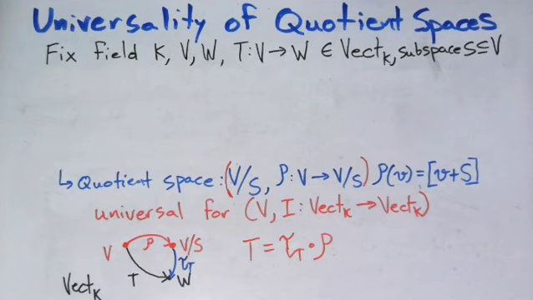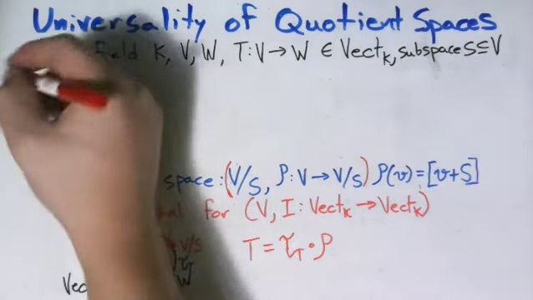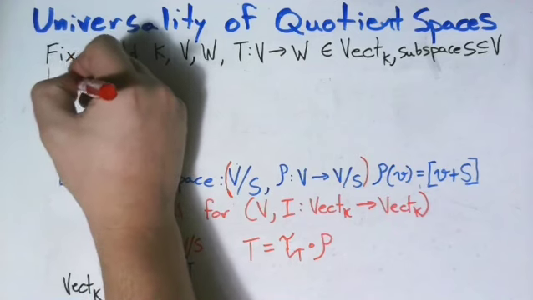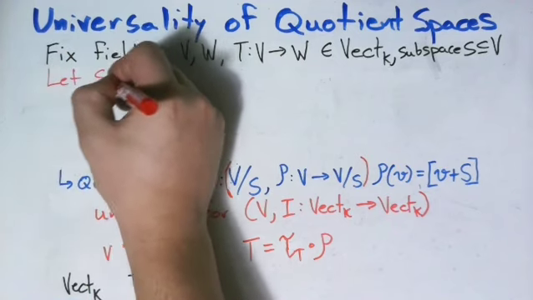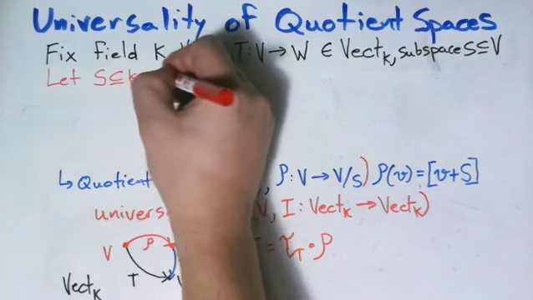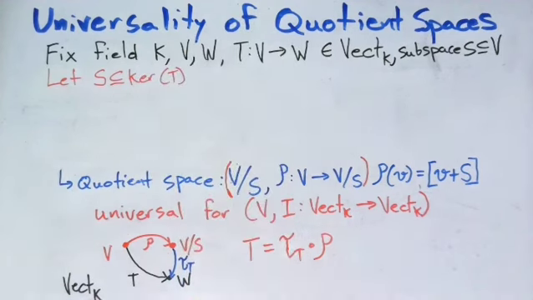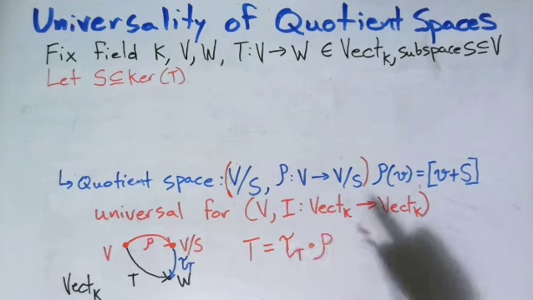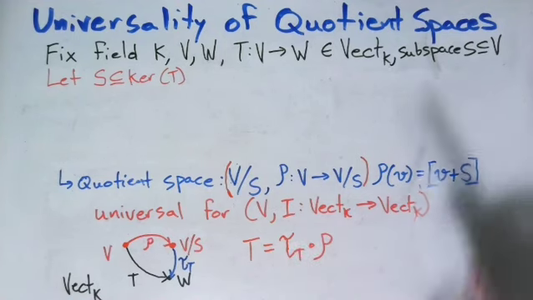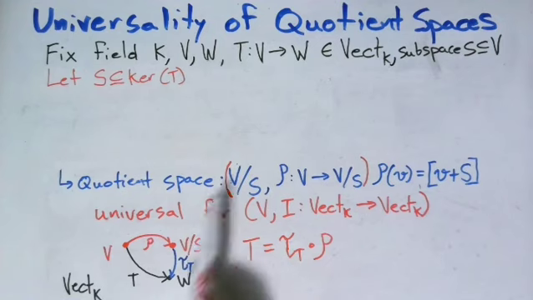It turns out that this pair has this universality property in the case that S is specifically in the kernel of T. So if every value in S maps to 0 by T, and S is a subspace, which was already one of the conditions we had, then this universality property will hold.